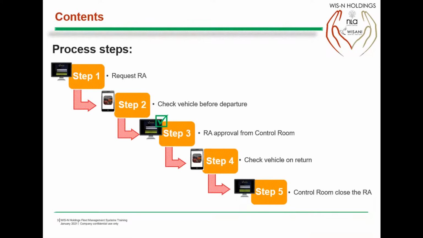Just reminding you about the steps again. Already you should have watched the video on how to request a route authorization on the Fleet Management System. In step 2, there's a video on how to download the Autobid app on your cell phone. Once you have done that, you can now watch this video that will show you how to actually perform the vehicle check before the vehicle leaves your premises.